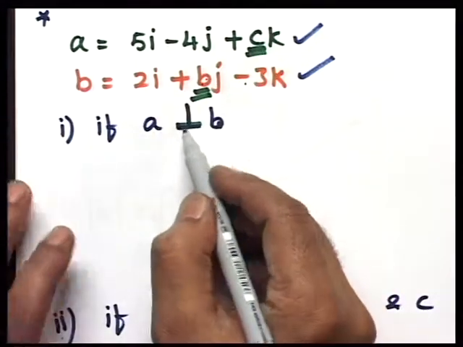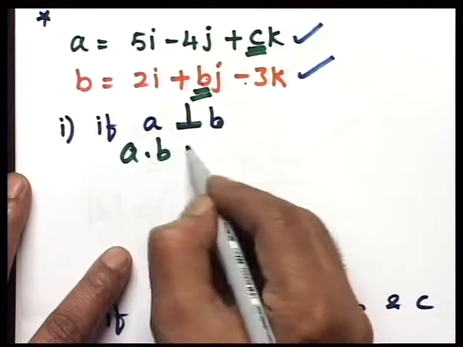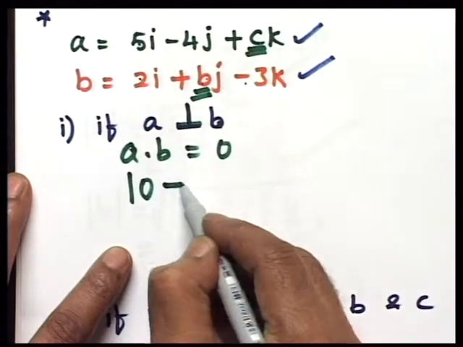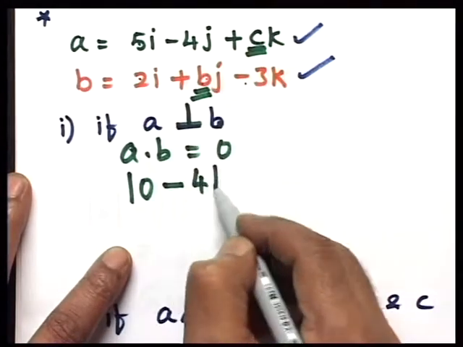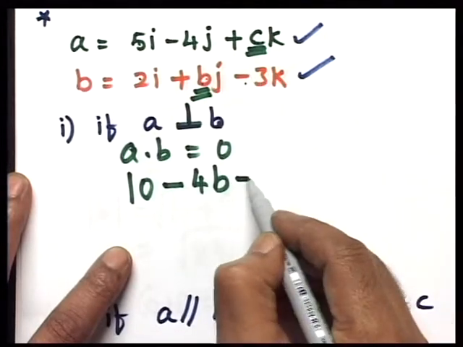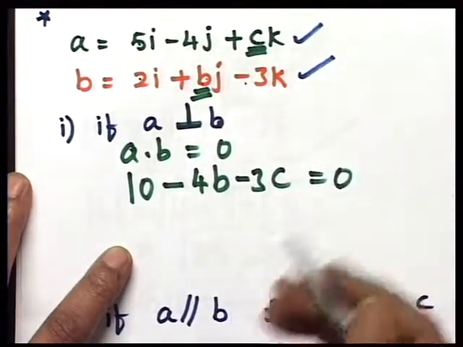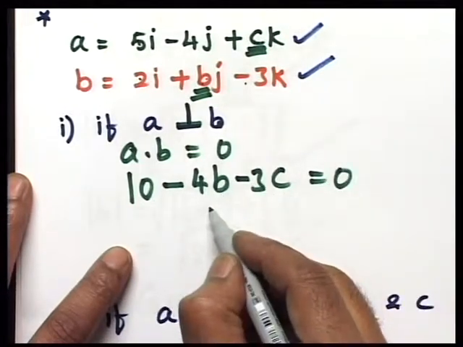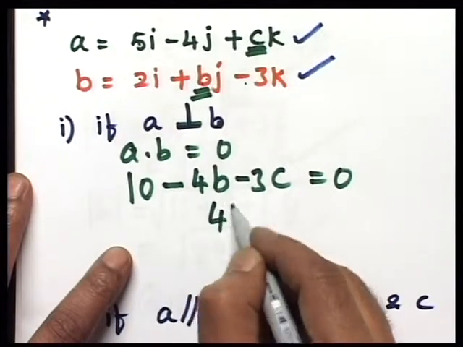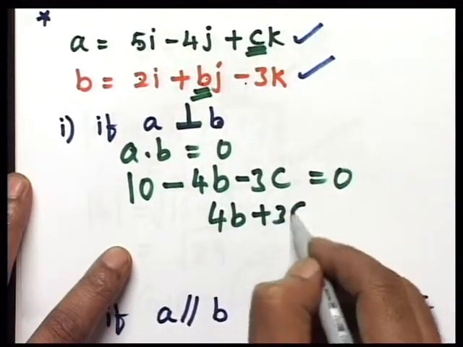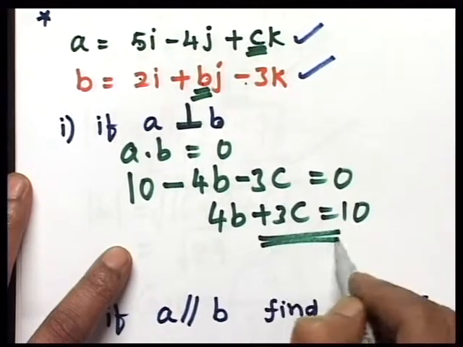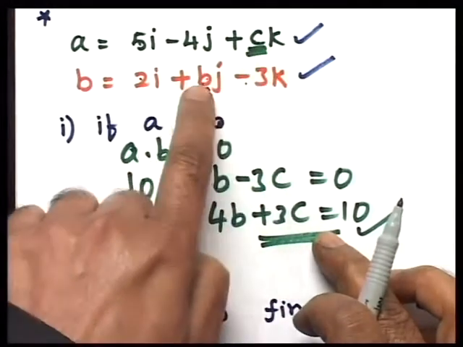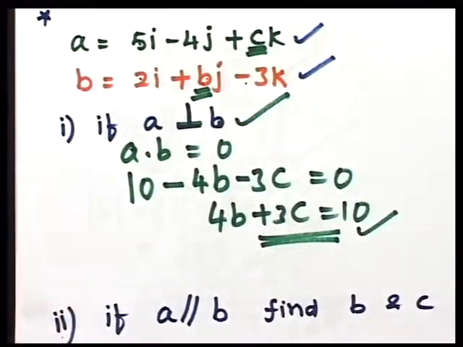So if the angle is 90, we know A dot B is 0. So just find A dot B. So 5 times 2, 10. Minus 4 times B, minus 4B. And minus C times 3, so minus 3C equals 0. That's all. We get the relationship between B and C. So you can actually keep the B and C on the left hand side. 4B plus 3C is equal to 10. That's what you are supposed to get. So this is the relationship between C and B, if the angle between them is 90.